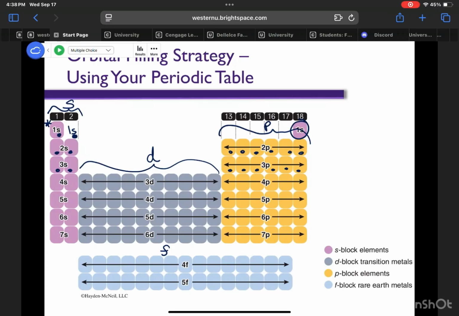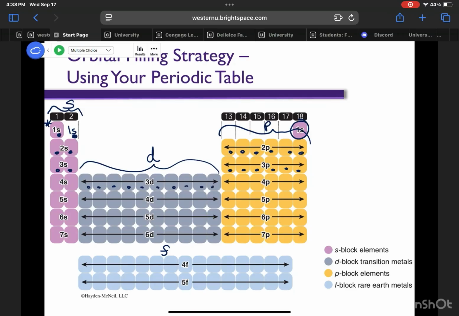Show me with your fingers. How many d orbitals did we learn about today? How many 3d orbitals are there? 5, that's right. Each one fits 2 electrons. That counts to 10. Want to guess how big the d block is? 1, 2, 3, 4, 5, 6, 7, 8, 9, 10.